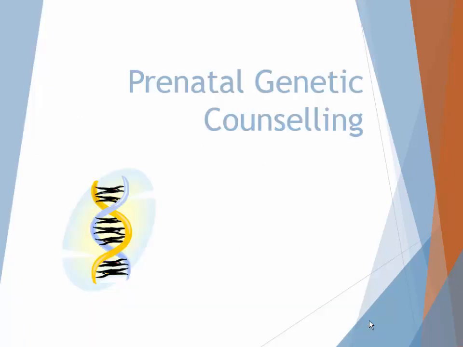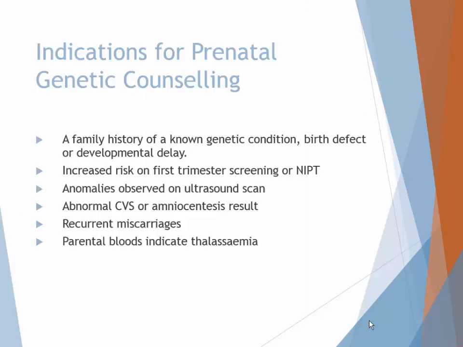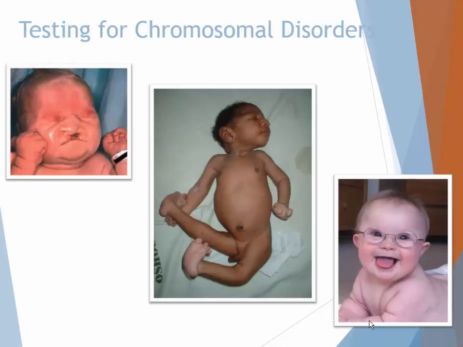So the other aspect that I do a lot of is prenatal genetic counselling, so I thought we could just run through quickly. We've got 25 minutes. Just some ideas of reasons why you would refer for prenatal genetic counselling. That can be because of a family history of a known genetic condition, birth defect or developmental delay, and they're concerned about the chance of it happening again. Having an increased risk on first trimester screening or NIPT, does that sound familiar? Do you know those words? Yep. Anomalies observed on ultrasound scan, abnormal CVS or amnio result, recurrent miscarriages, or if the parental bloods indicate thalassemia, which is a good example, depending on your ethnicities.